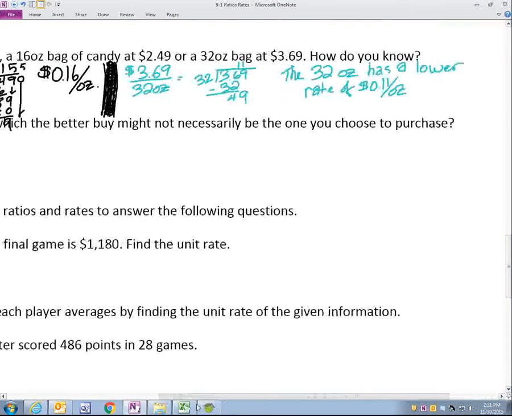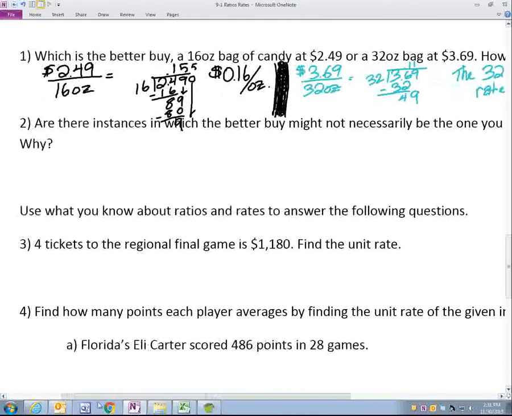Then we have, are there any instances in which a better buy might not necessarily be the one you want, and why? Mandrew, what do you think? Because you're trying to lose weight and you have like an obsessive candy problem. Like 32 ounces might be like, you trying to lose weight, that might not be too good for you. Good. So let's say you're not trying to eat 32 ounces of candy. Right? Excessive candy disorder. So there's that one. Maybe you don't want to eat that much candy.